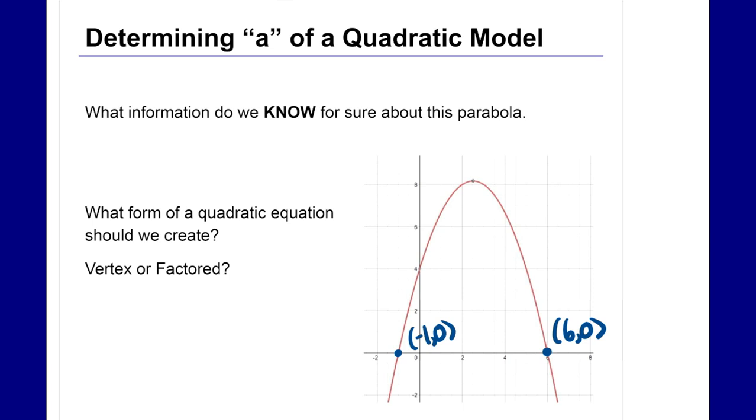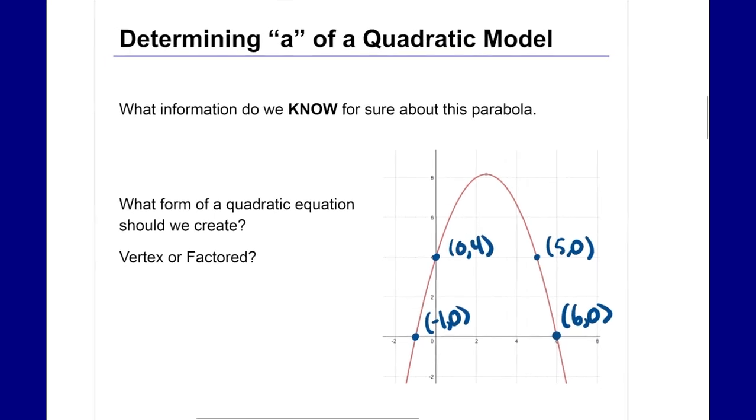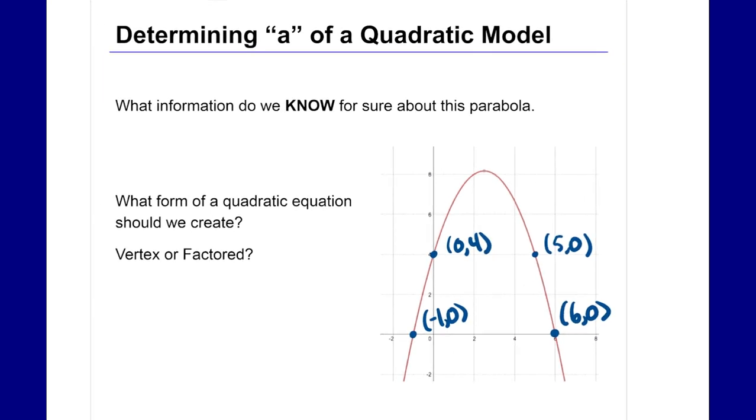You could say, well, I know this is the vertex, and that's true, but I don't know the exact value. It looks like it's probably going to be 2.5, but I don't know if it's 8.2 or 8.3, I'm not quite sure. So I don't know that one 100%. I can also tell that I have a point here at (0, 4), and another one here at (5, 0). So basically what I can know for sure from this is that I have 4 points. I know the roots.